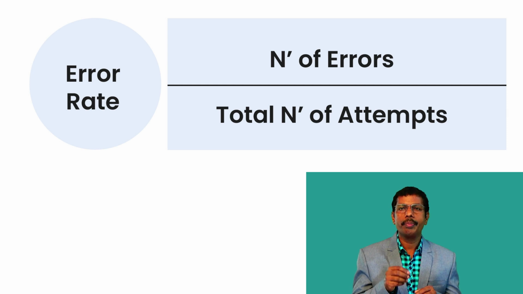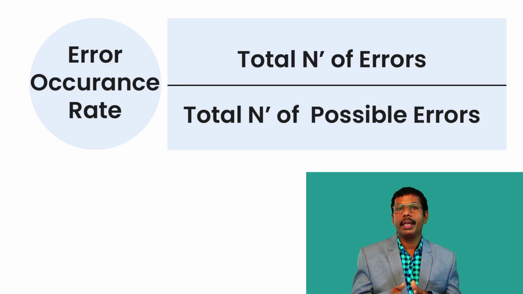There are two ways of measuring errors. The first one is error rate. It means measuring all of them. The next one is error occurrence rate. It means focusing on one error.